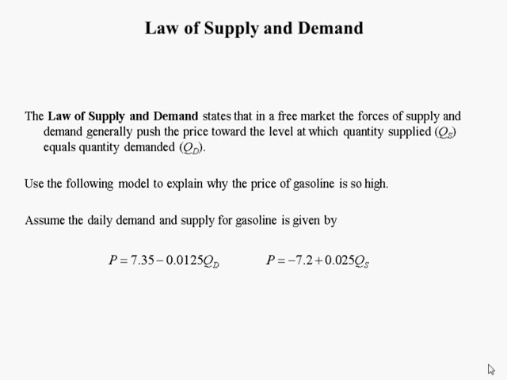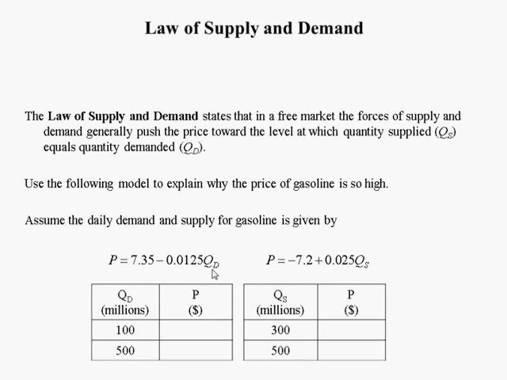Okay, now let's talk about the law of supply and demand, which states that in a free market, the forces of supply and demand generally push the price toward the level at which quantity supplied equals quantity demanded. So we're going to use the two equations below to demonstrate this. Now this is a supply curve because the slope is positive. And the supply is a positive relationship between quantity and price. This is the demand curve because the demand curve is the relationship between price and quantity demanded, and that relationship is negative. We have to graph both these lines.